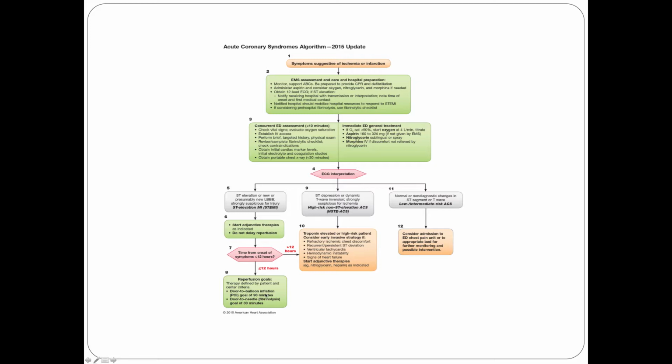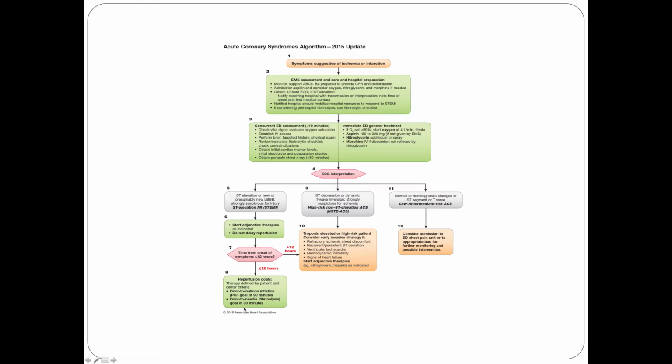So that's why we have to get times. When did this start? When did we figure out when all this was starting to happen? Once we establish that, we can figure out what our timeline is and what we've done so far. And like I said, if we can get them to the cath lab in less than 90 minutes, we get a lot better outcomes.